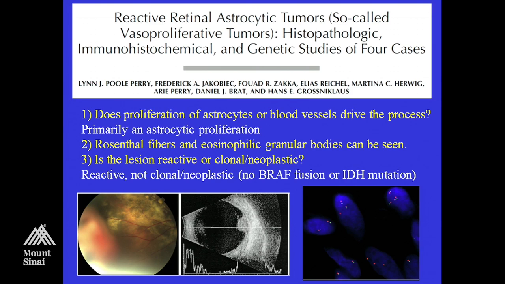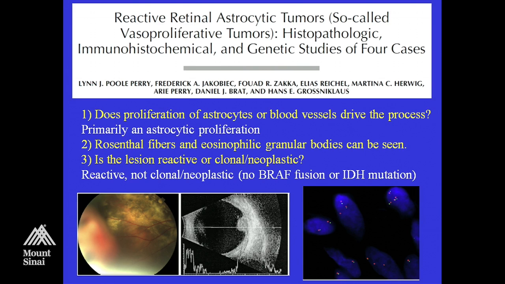So there was another study that came out recently addressing some of these issues that include a number of neuropathologists, Ari Perry, Dan Bratt, as well as the ophthalmic pathologist at Emory, Hans Grossniklaus, who is the senior author. They looked at four cases, and they were asking the question, one, is it really the astrocytes or the blood vessels that are primary drivers here? They felt like this was mostly an astrocytic proliferation with secondary vascular involvement. They noted that they can see sometimes Rosenthal fibers and eosinophilic granular bodies in their tumors. In the 10 or so cases I've seen, I've not seen so much in the way of Rosenthal fibers or eosinophilic granular bodies. I don't think those are common features of these lesions.